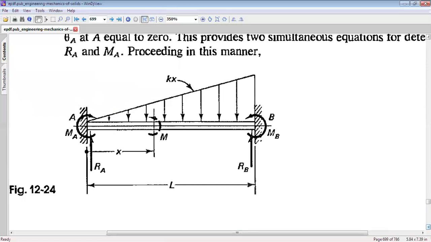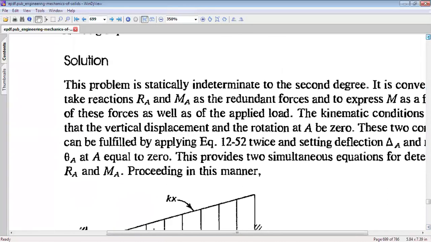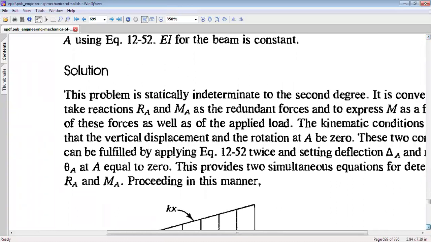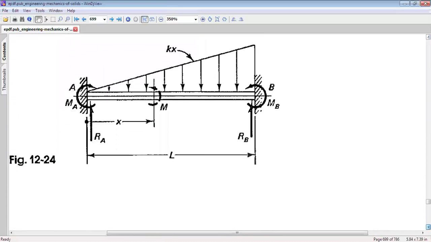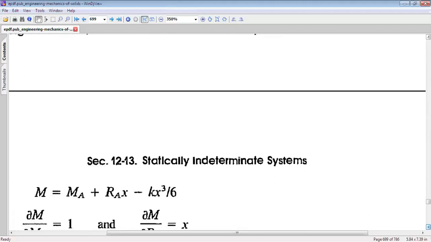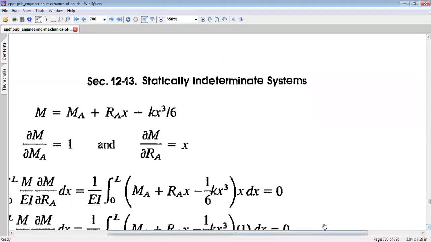And at any location x from the left end of the beam, the load can be written as kx, and the left end is experiencing reaction RA and moment MA, and similarly the right end is experiencing reaction RB and moment MB. To solve this problem, again, this problem is statically indeterminate to second degree.